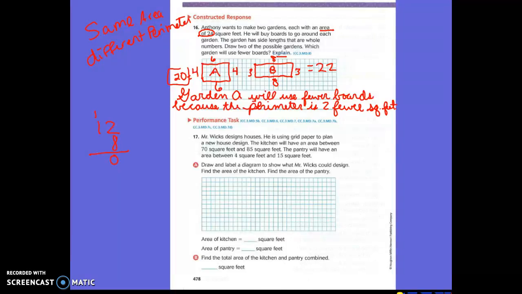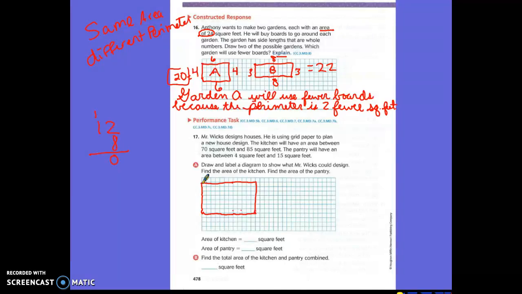Okay, Cooper, what was yours? 12 times 7 equals 84. You guys agree? Yes. Okay, so we could make a kitchen that is 7 down, 1, 2, 3, 4, 5, 6, 7, and 12 across, 1, 2, 3, 4, 5, 6, 7, 8, 9, 10, 11, 12. That's right. Okay. So that could be the kitchen.